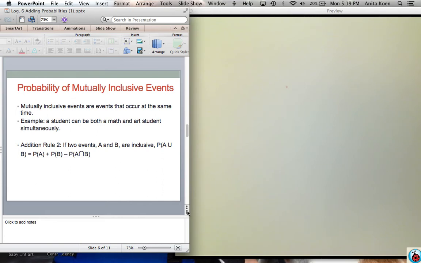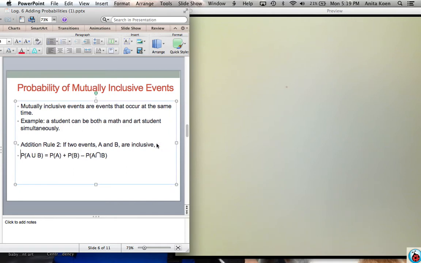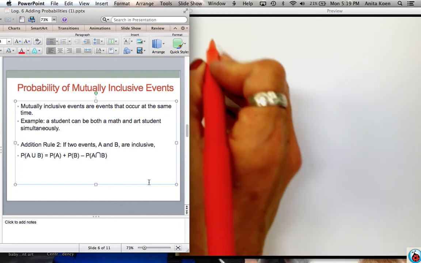So addition rule 2 says if two events A and B are inclusive, then the probability of A union B is equal to the probability of A plus the probability of B minus the probability of A intersect B. Okay, A intersect B is what they have in common. I'm going to move this down because I don't like the way that looks, so here it is. Okay, the probability of A union B is the probability of A plus the probability of B minus the probability of A intersect B.